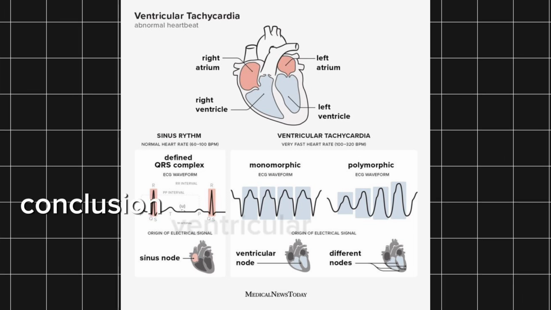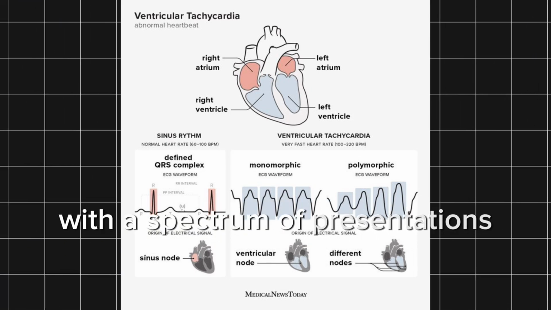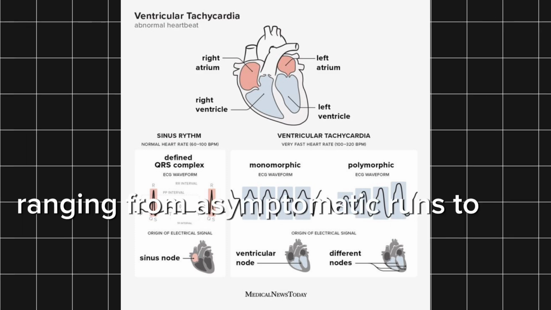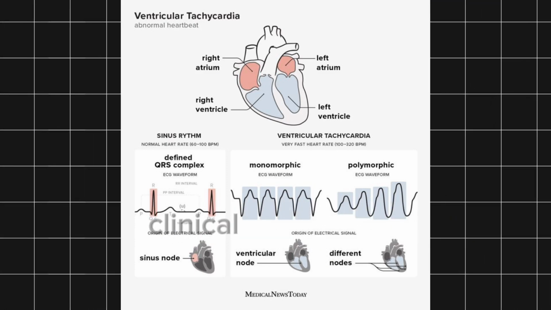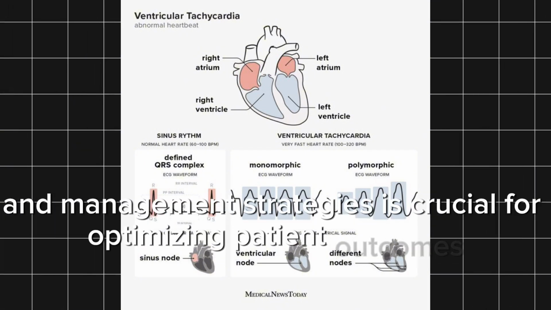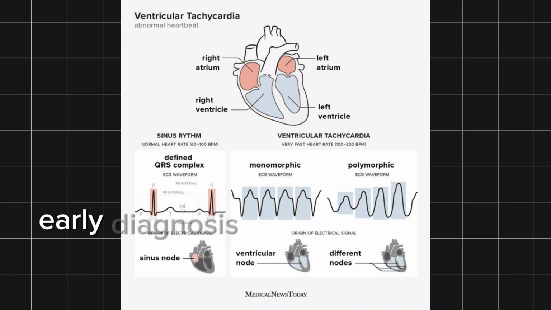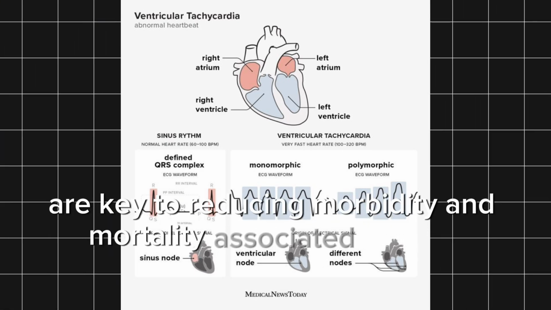Conclusion: ventricular tachycardia is a complex arrhythmia with a spectrum of presentations, ranging from asymptomatic runs to life-threatening events. A thorough understanding of its mechanisms, clinical implications, and management strategies is crucial for optimizing patient outcomes. Early diagnosis and tailored therapy are key to reducing morbidity and mortality associated with VT.